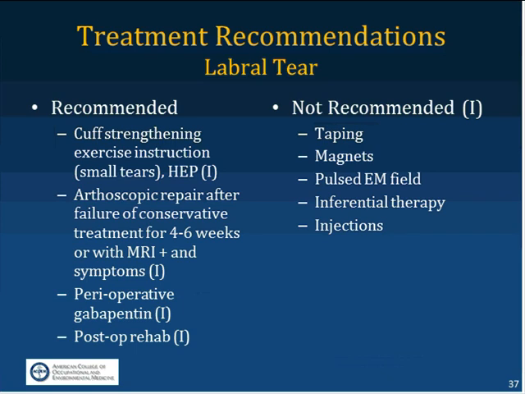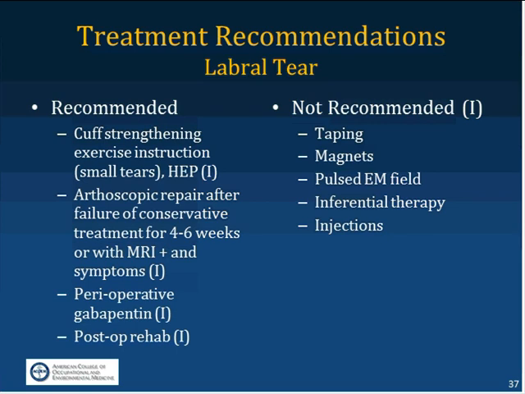Taping, magnets, pulsed electromagnetic fields, interferential therapy and injections are recommended against on a consensus basis by the panel. Cuff strengthening exercises are recommended for small tears. Arthroscopic repair after failure of conservative treatment. Apparently the panel thought that if there's a positive MRI more acutely and there are symptoms, like the person's incapacitated, it may be justified earlier, and I think that's, again, somewhat similar to hip.